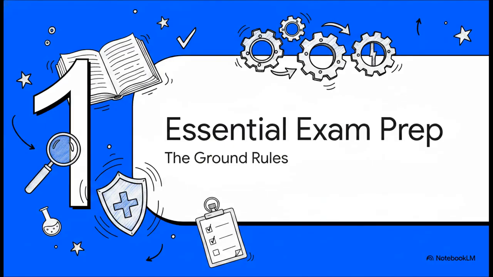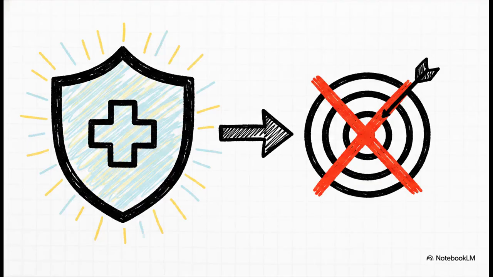Okay, let's dive right into Section 1, Essential Exam Prep, the ground rules. Now, the absolutely crucial thing you have to keep in mind today is this. The tables and parameters we're covering are strictly basic safety guidelines. We are not talking about monitoring how effective a treatment is.